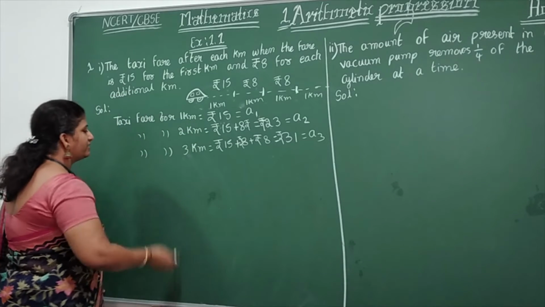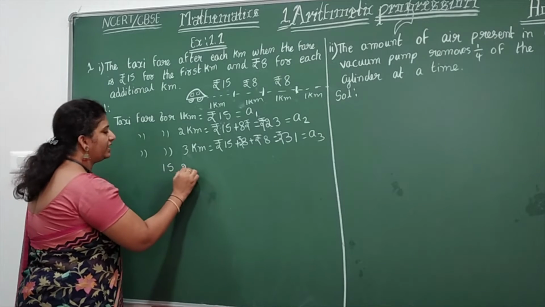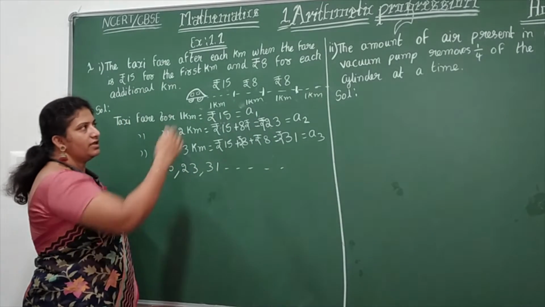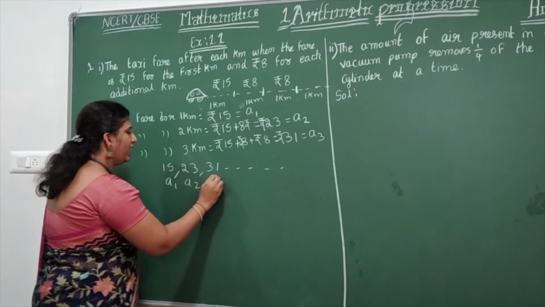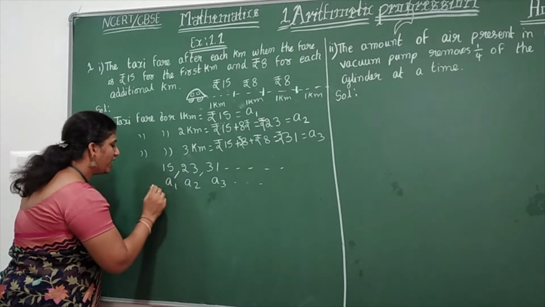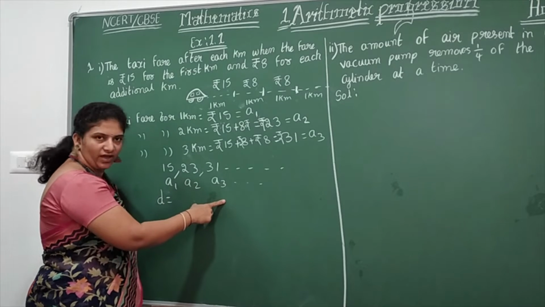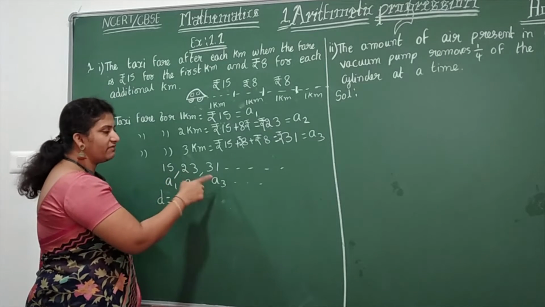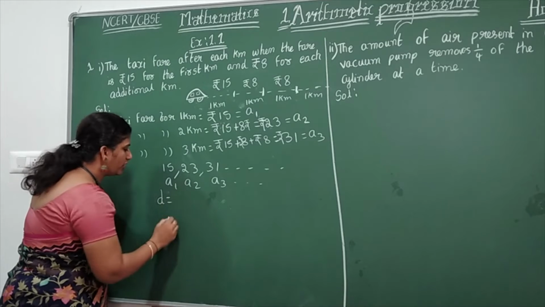Now let me write this as a sequence in order: 15, 23, 31, and so on. It continues. There is no ending here. So let's count A1, A2, A3, and so on. If you find the common difference, if any two differences you find are both the same or a constant, then you can say that the given list of numbers forms an arithmetic progression.